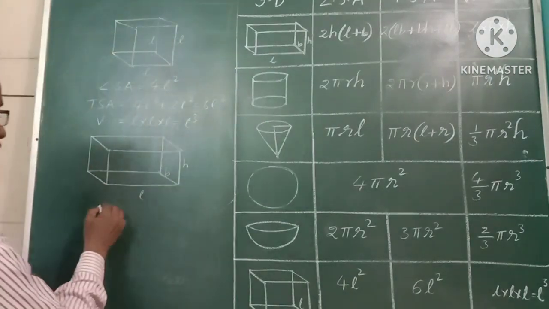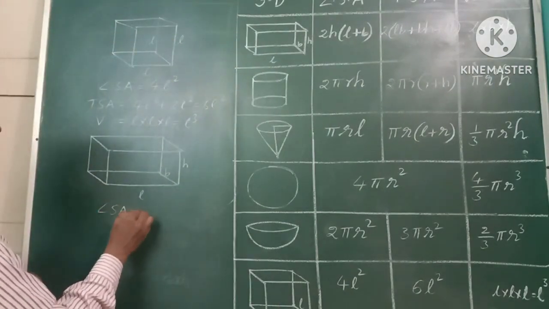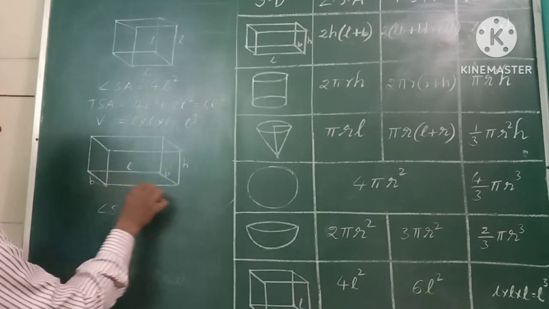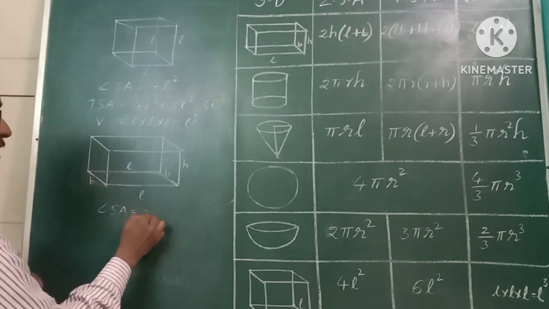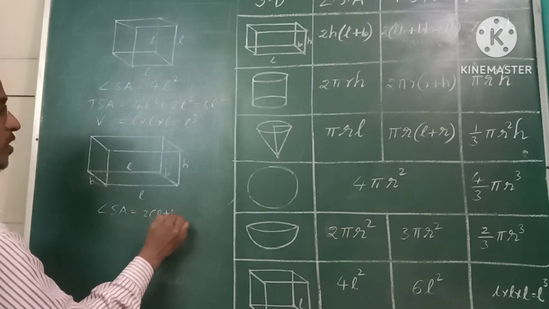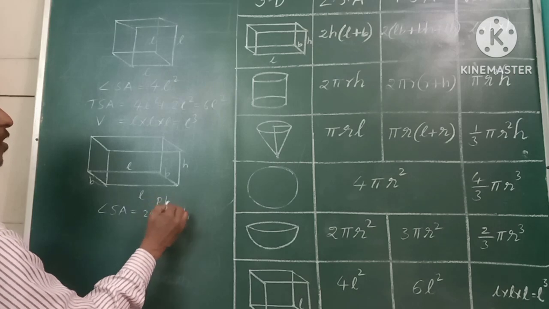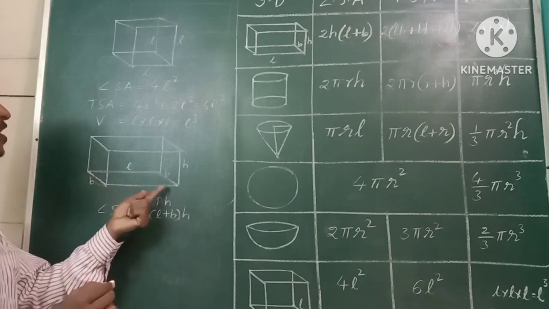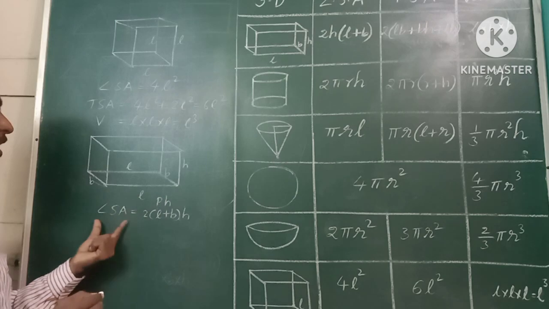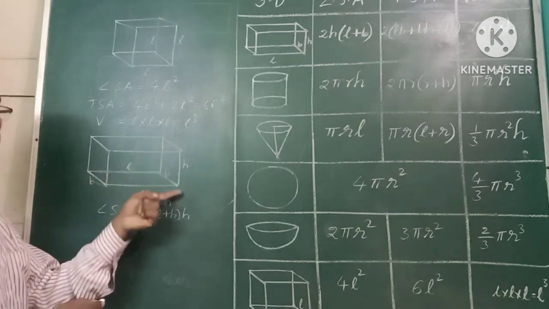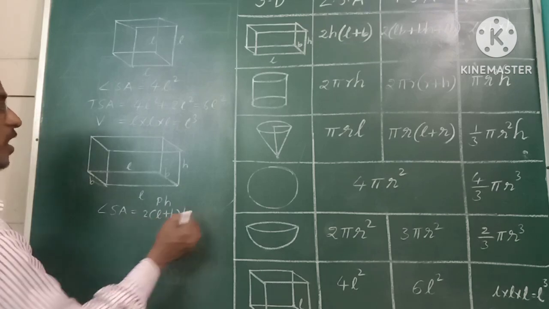So how did we get the LSA? Base perimeter into height is LSA. What is the base perimeter? The base is in the shape of a rectangle, and the perimeter of a rectangle is 2 into (L plus B). Into height, so LSA is 2H into (L plus B).